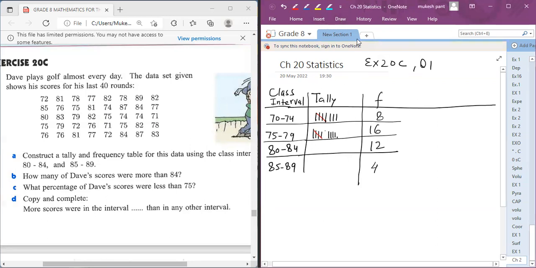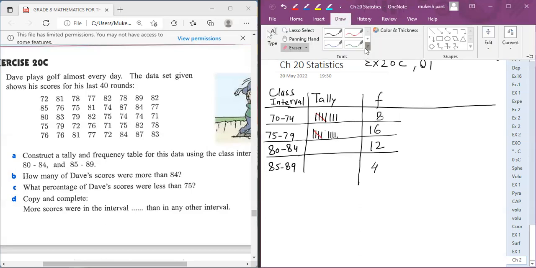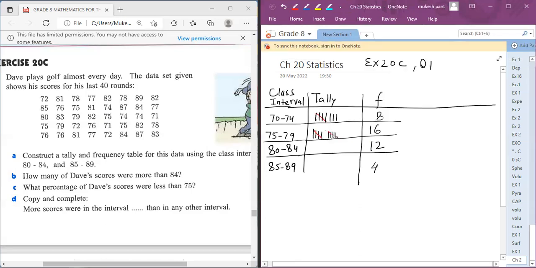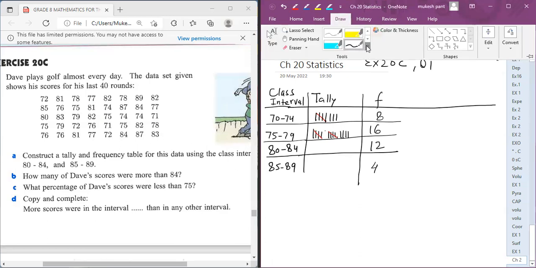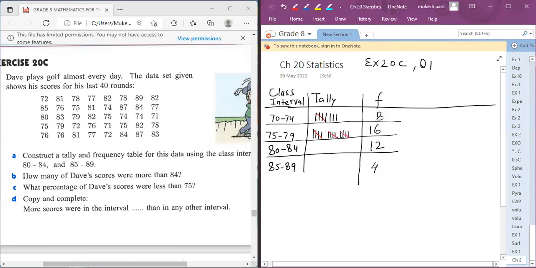So 1, 2, 3, 4, and now 5. This is 5. Now again 15. Okay, more: 1, 2, 3, 4 line. For 5, this is 15. Then one more line, 1, 16.